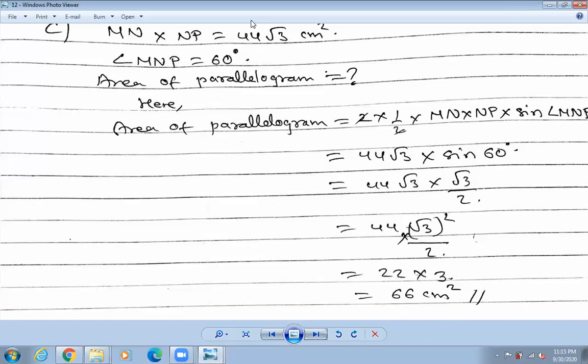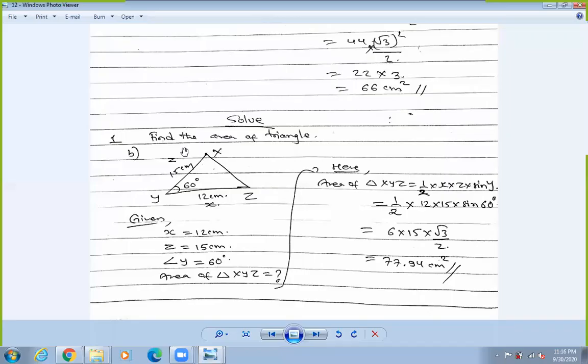Let us see and solve also. So find the area of triangle. It is very easy now. If one angle and two sides are given, then what is the formula? Half into a into b into sine c. So x is given. The opposite of capital X is called small x. The opposite of capital Z is called small z. Y is not written because there is no value.